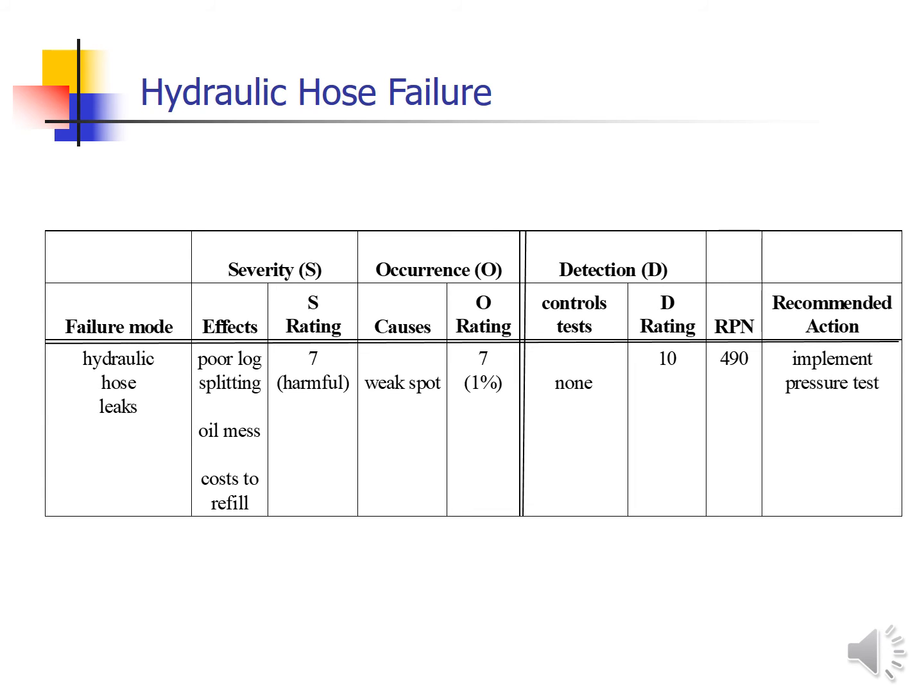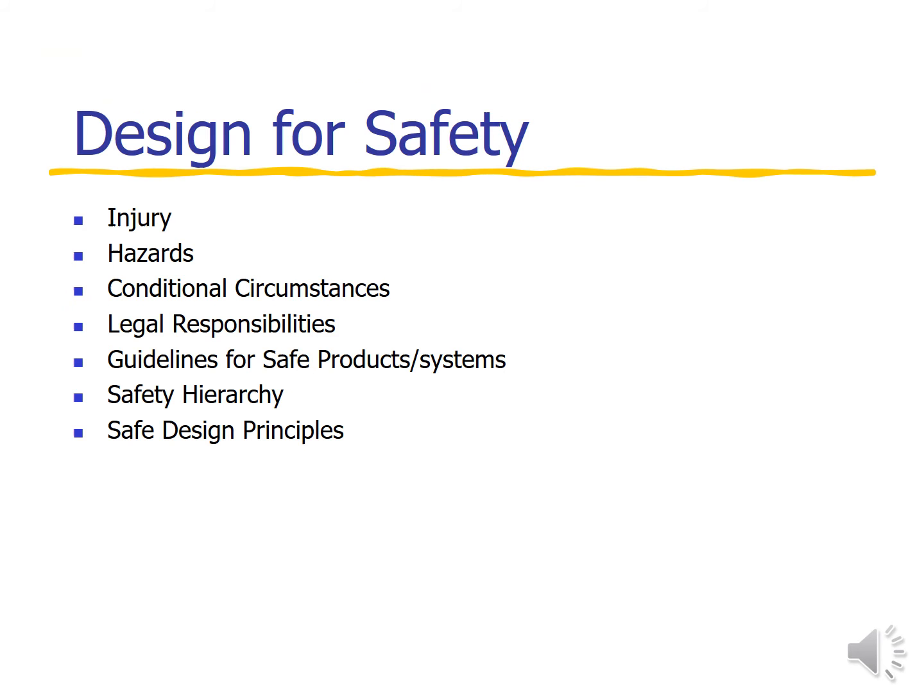Okay, then when we get 490, which is 7 times 7 times 10, we get 490, and then the recommendation is implement pressure test. Okay, next we design for safety.